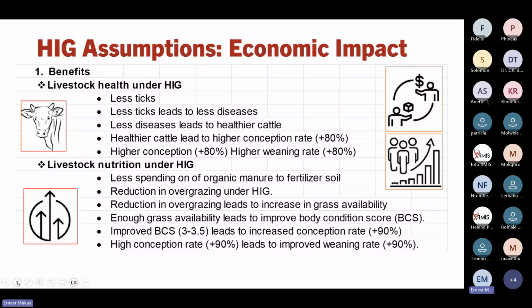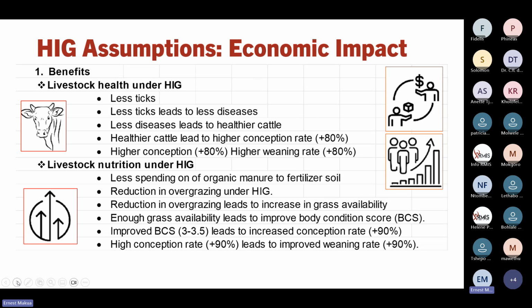Majority of them, or almost all of them, say that if they are using high intensity grazing, the cattle graze one camp and then only get back to graze the very same camp after 12 months, meaning in a year period of time. So they graze one camp and then leave it for about 12 months for the grass to regrow without any disturbance, meaning you are reducing the chances of overgrazing.